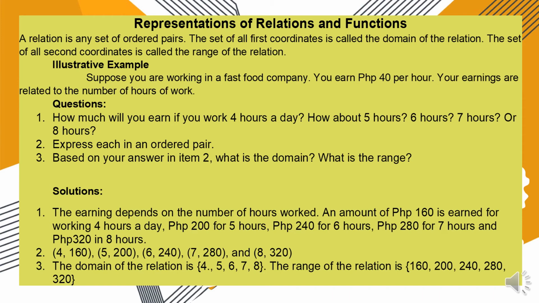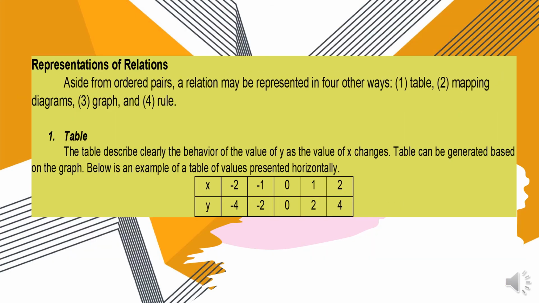And our second coordinates will be the range. At this time, we are going to proceed to the representation of relation. Aside from ordered pairs, a relation can be represented in four ways. We have the table, mapping diagram, graph, and rule.